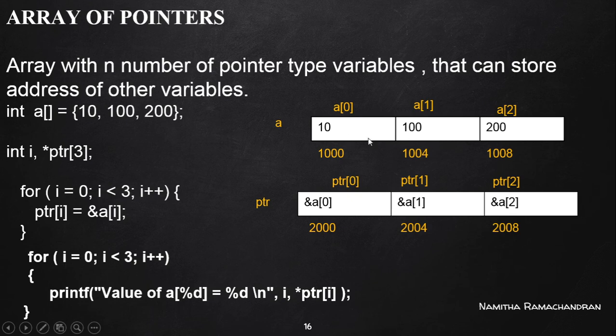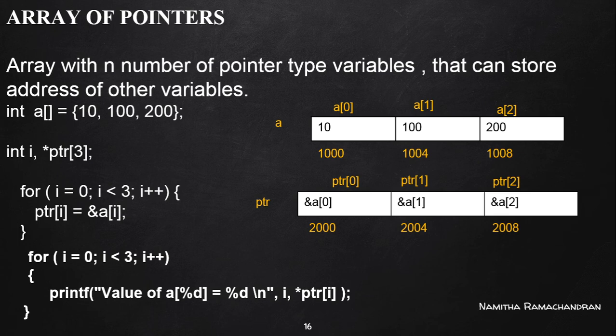That means 4 consecutive bytes are used for storing A of 0, 10 here. And the next 4 consecutive bytes are used for storing 100 here. And the next 4 consecutive bytes are used for storing 200 here. Because in modern processors, integer values use a minimum of 4 consecutive bytes as storage space. Okay, so here it is represented like this. This is just an example.